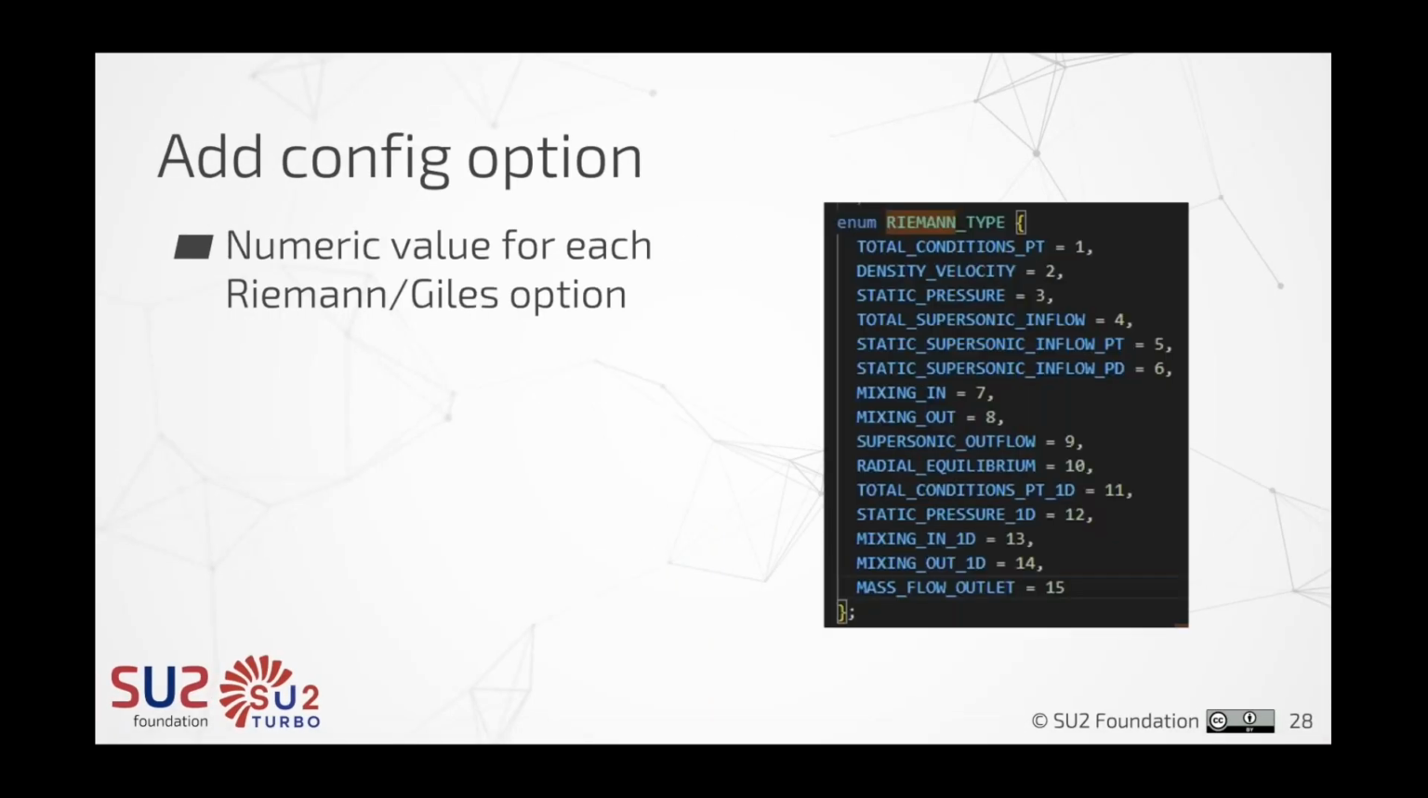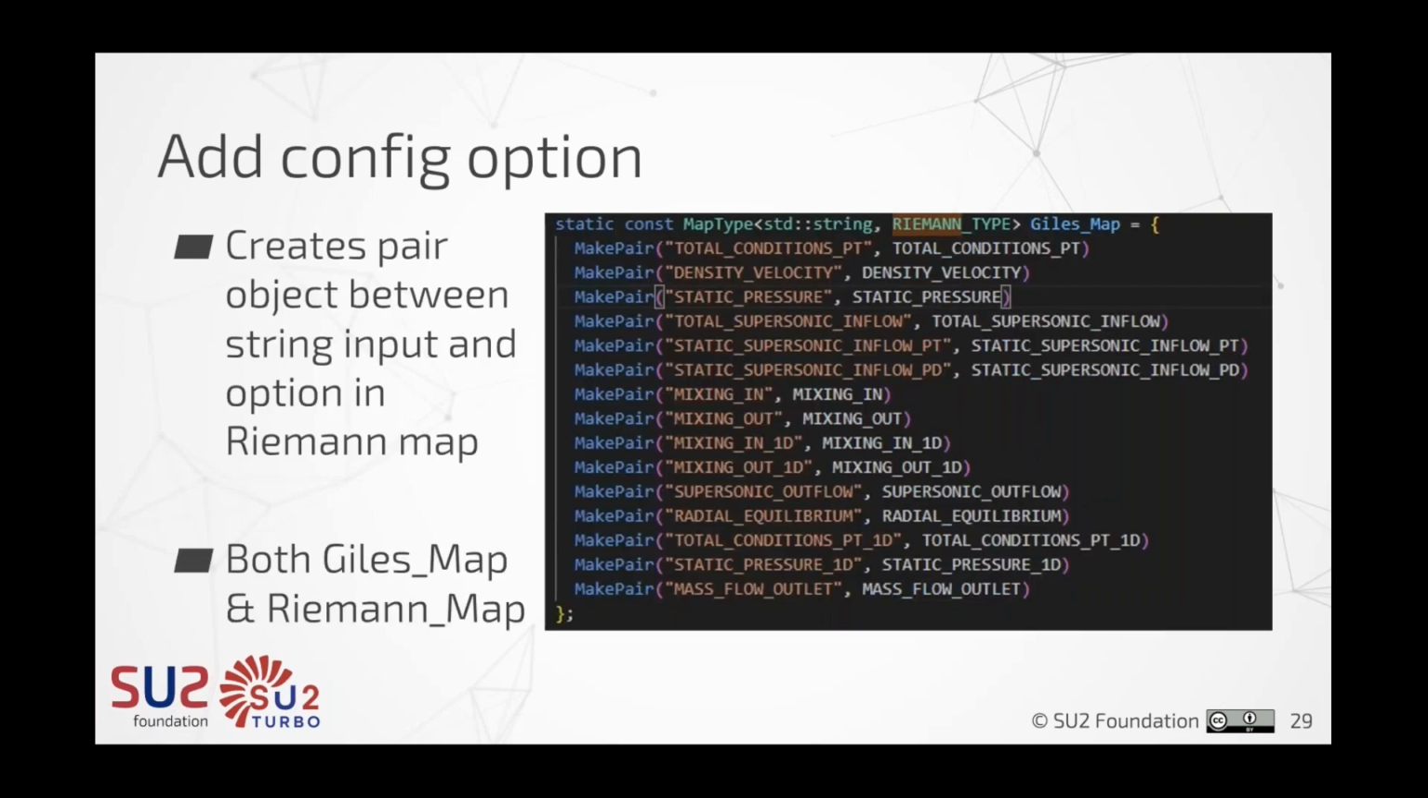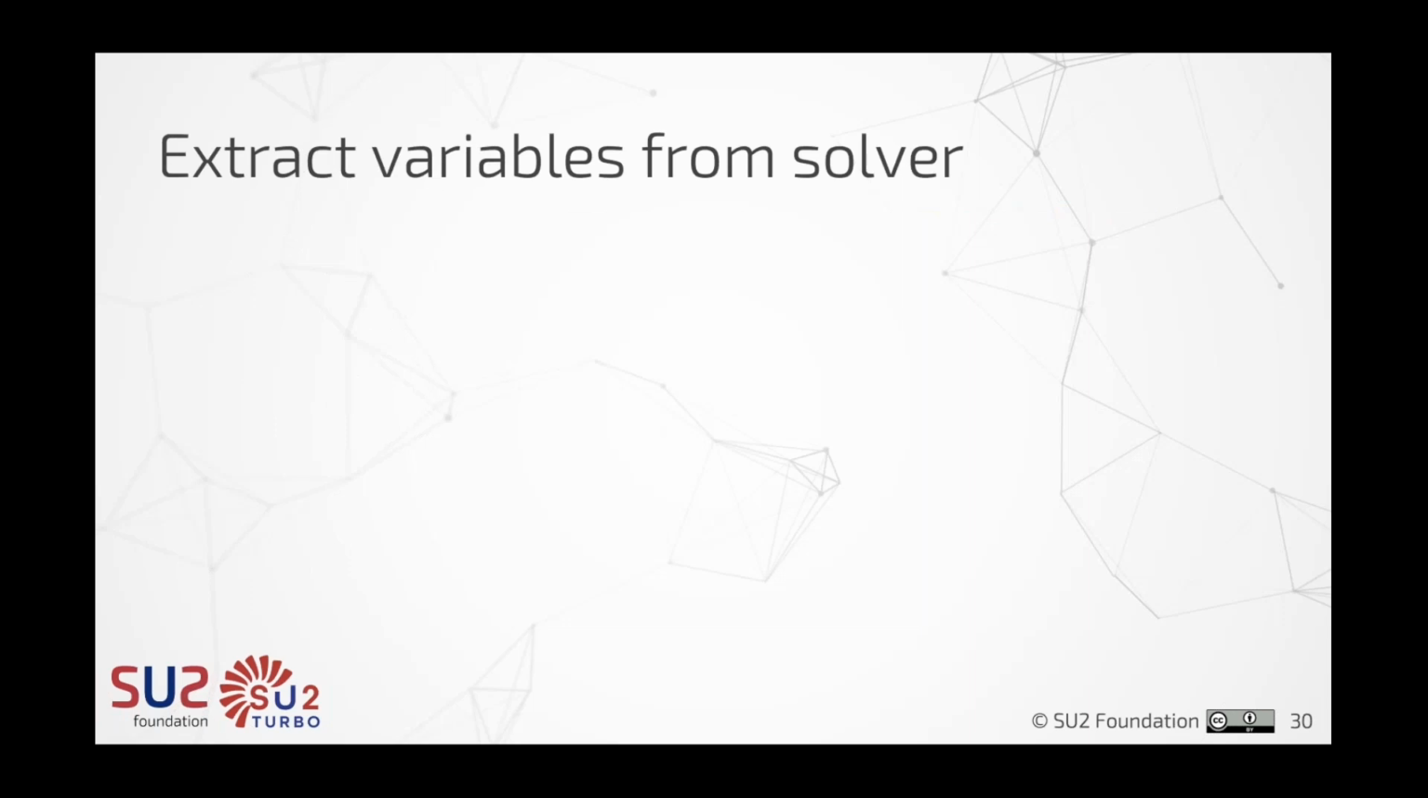So here, this is exactly it. Just repeating what we've done, so if you want to look at it in your own time or afterwards, you can see. Here we've just added the numeric value for each Riemann and Giles option, and then we've created a pair between a string input and an option in the Riemann map. We've done this for both the Giles map and the Riemann map.